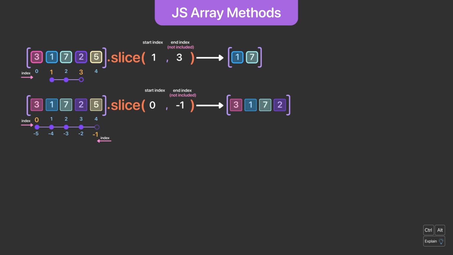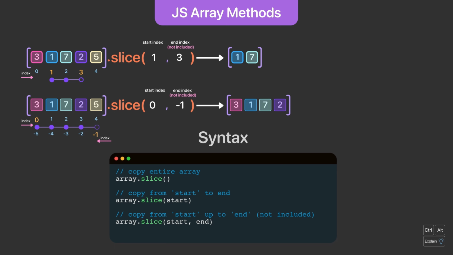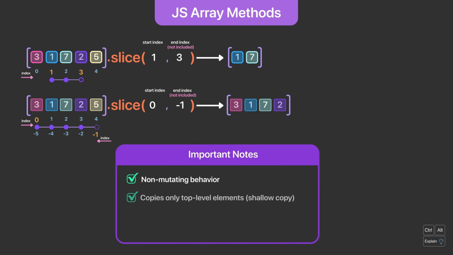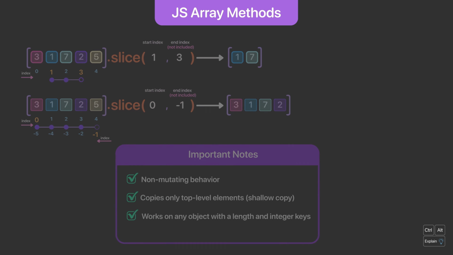Slice can be used in a few different ways. Slice with no argument copies the entire array into a new one, and slice with only a start argument begins at the given index and copies everything from there to the end. There are a few key things to remember about slice. Slice is a non-mutating method. Slice performs a shallow copy, so nested objects are shared between the original array and the copy. And it's not limited to arrays. It also works on array-like objects that have a length and numeric keys.